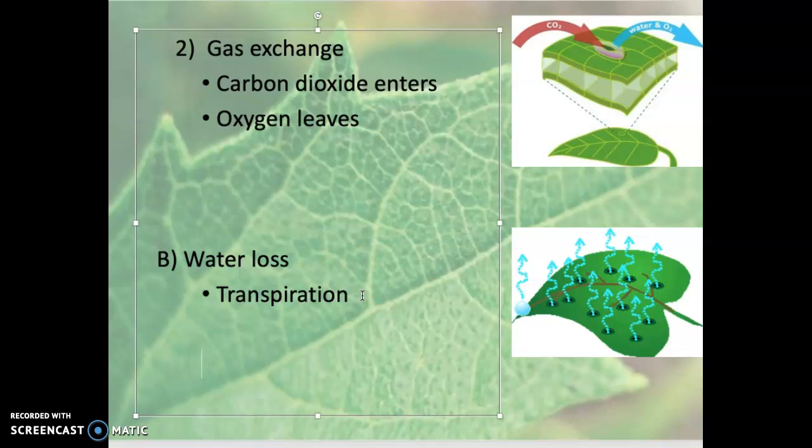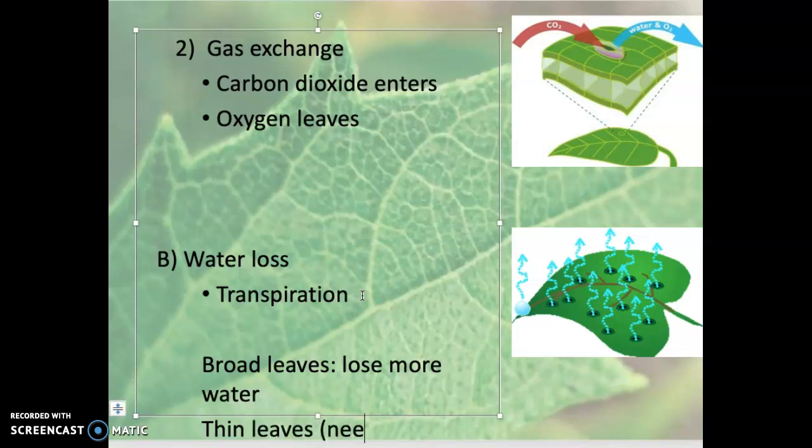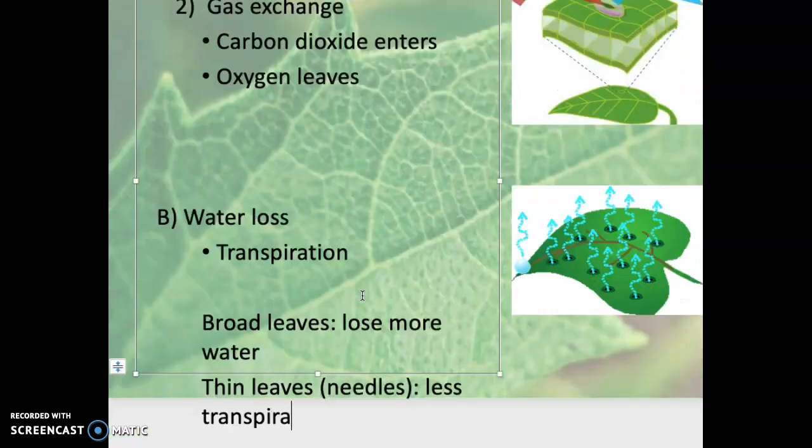Okay, something like a big fat leaf, broad leaves, lose more water from transpiration. And thin leaves, like needles. Did you know a needle, like a pine tree needle, was a leaf? Fun fact, it is. Thin leaves, less transpiration. Okay, so less water loss.